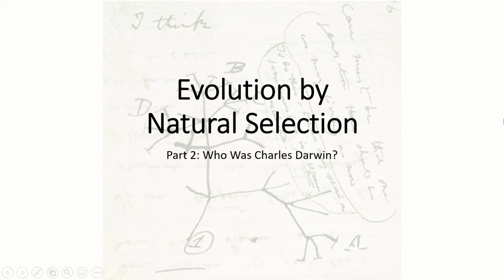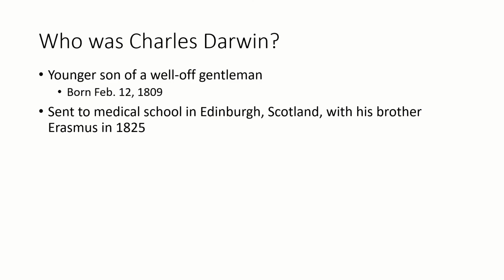So in this section, we're going to talk about who Charles Darwin was and how he got to the point where he developed this theory of evolution by natural selection. He was a younger son of what we call the landed gentry. His father was very well off. They were not fabulously wealthy, but they were pretty rich. But he was the younger son, and so he did not expect to actually inherit anything. By tradition, everything would go to his oldest brother.